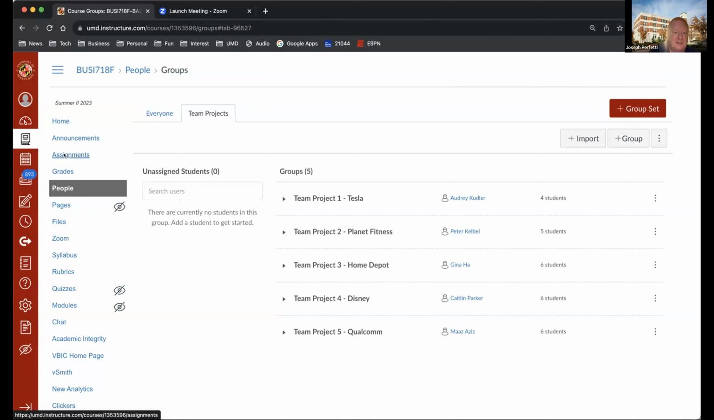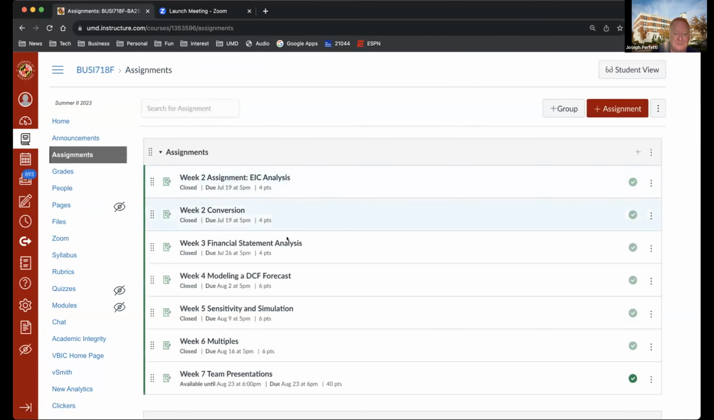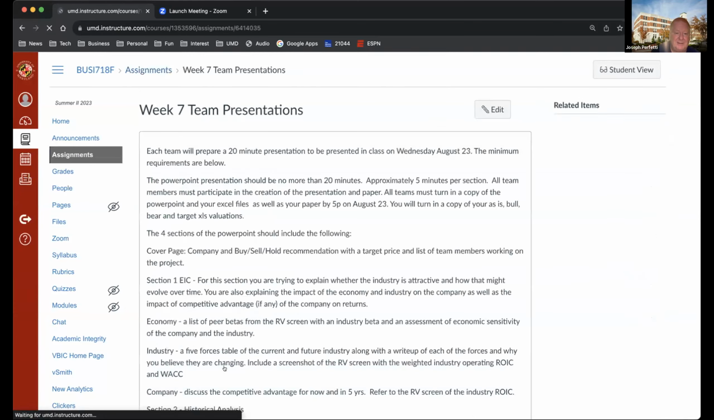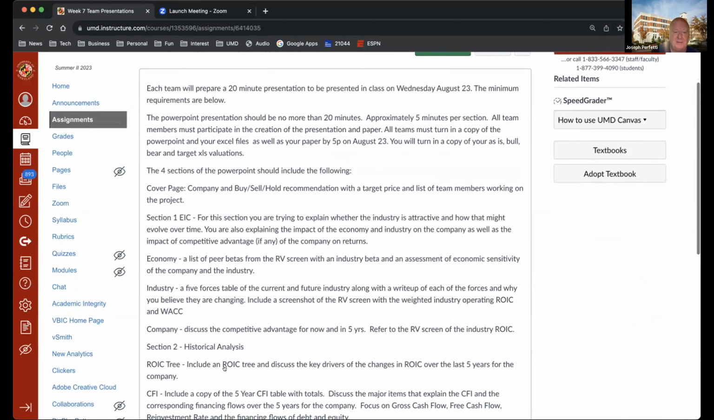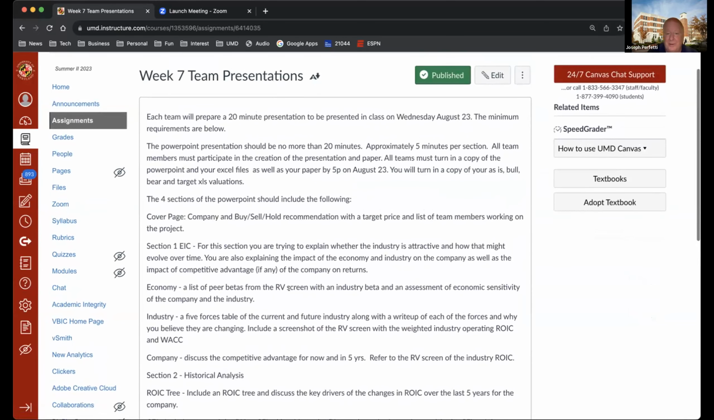All right, let's talk about the actual project presentation. It's either in the announcements or in the assignments. But here's the idea. Again, the presentation is going to be a PowerPoint. There's no paper that you're going to be submitting. You're going to be submitting a PowerPoint. However, everything that you want to present needs to be in that PowerPoint.